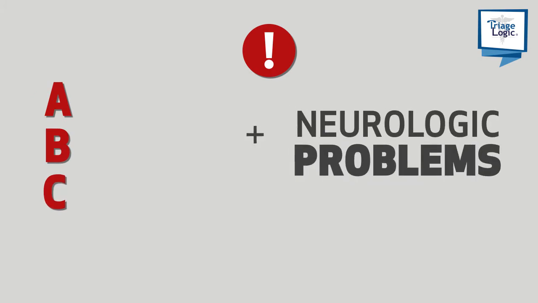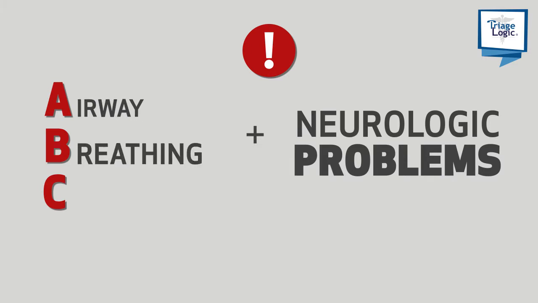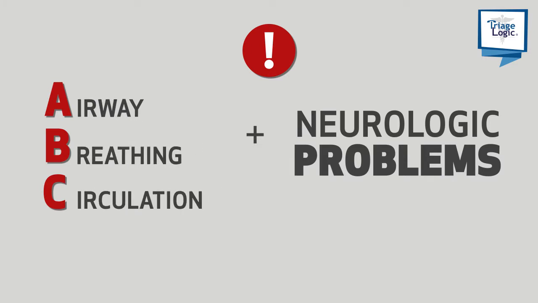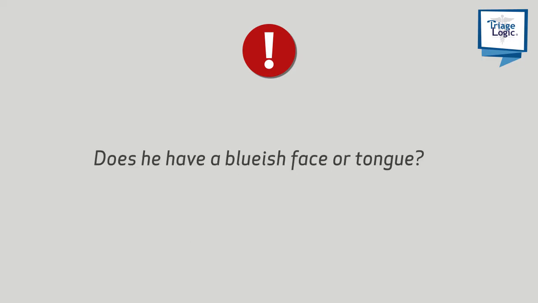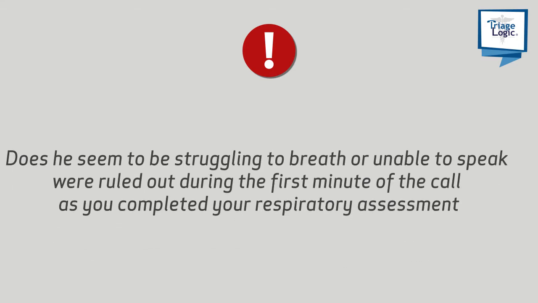Remembering your ABCs and neuro symptoms are going to help you with step 7. Always rule out airway, breathing, circulation, and neurologic problems first. The most urgent questions, such as, is Joseph having any difficulty breathing or any chest pain? Does he have a bluish face or tongue? Does he seem to be struggling to breathe or unable to speak? These were all ruled out during the first minute of the call as you completed your respiratory assessment.